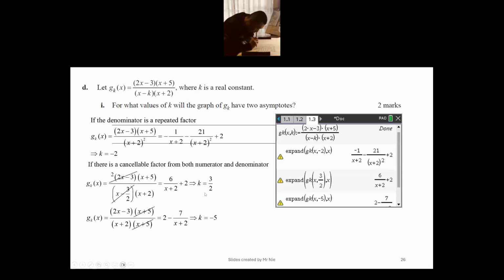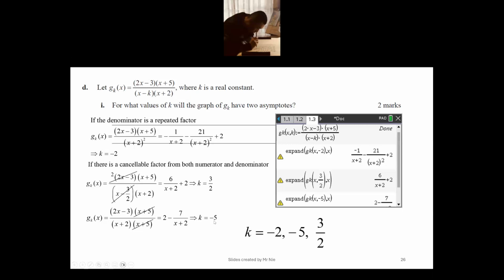Therefore, we have 3 values in total. The first one is k equals minus 2. Remember, it's for a repeated factor under the vinculum. And for the cancelable factor, we might get, for example, x minus 3 over 2 here, so you can cancel out the 2x minus 3 from the numerator. And this one reduces to a rectangular hyperbola, and it does have 2 asymptotes. And the other case is when you get an x plus 5 and an x plus 5, so you can get another rectangular hyperbola, which gives you k equals minus 5.